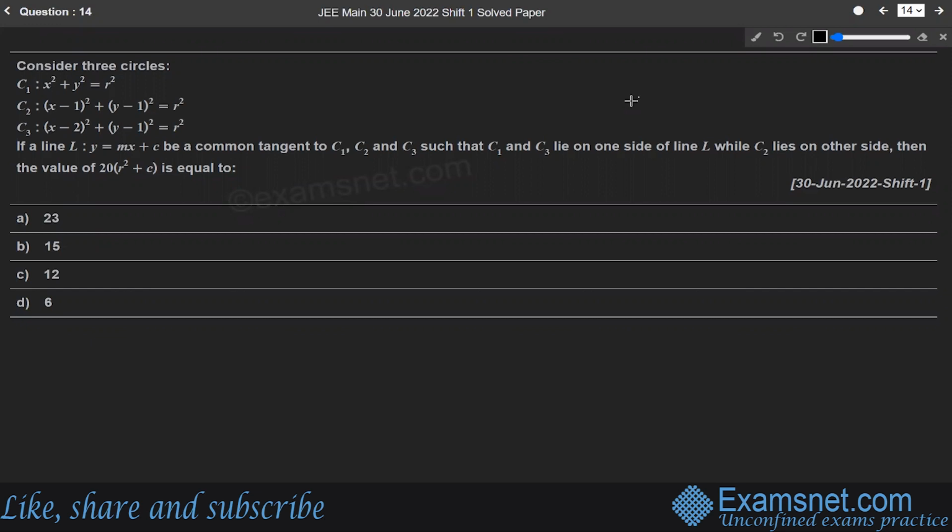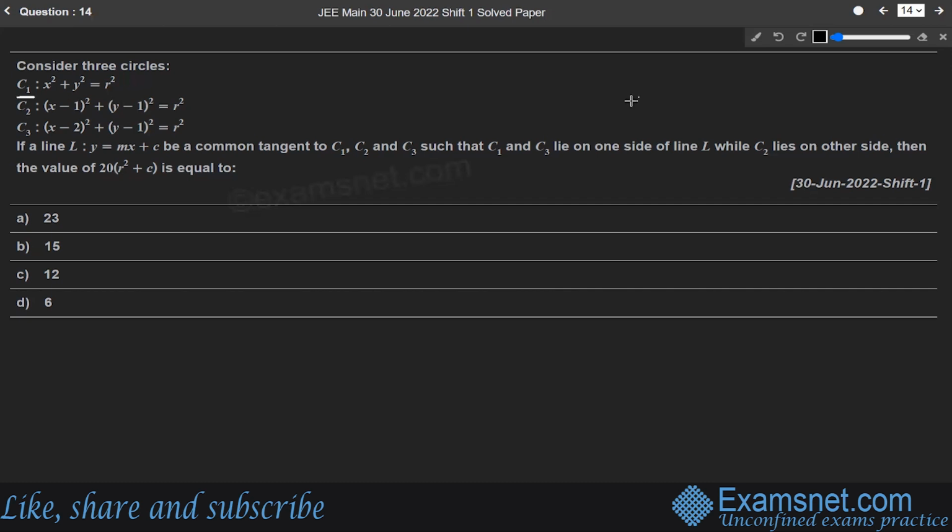Three different equations of three circles are given here. If a line L such that y is equal to mx plus c is a common tangent to C1, C2 and C3 such that C1 and C3 lie on one side of the line L while C2 lies on the other side, then the value of 20 into r square plus c is equal to. It is a very interesting question. You can see that we have three different equations for three different circles. So let us first find the center and radius of each of the circles.